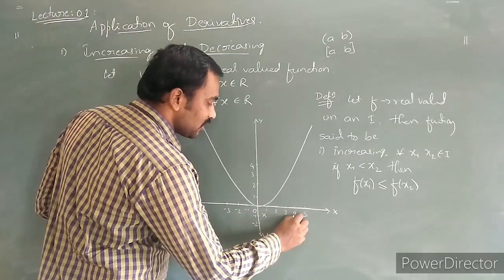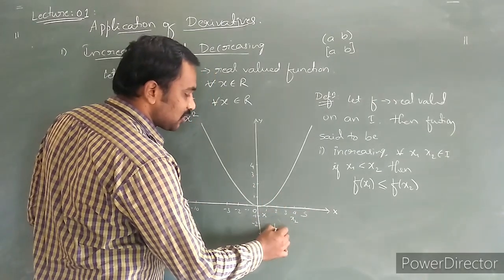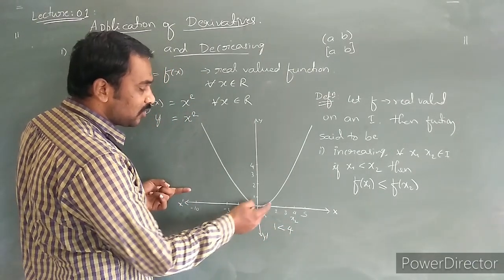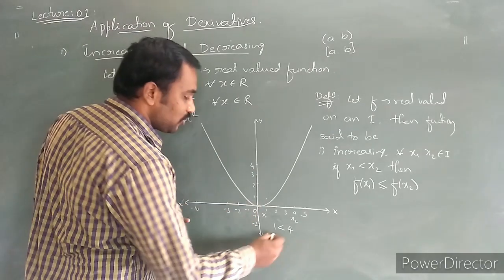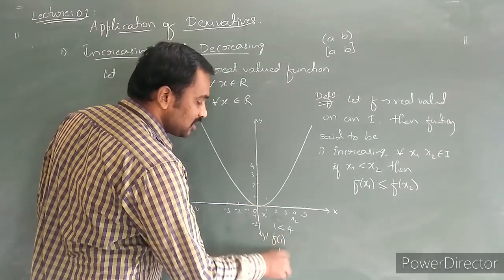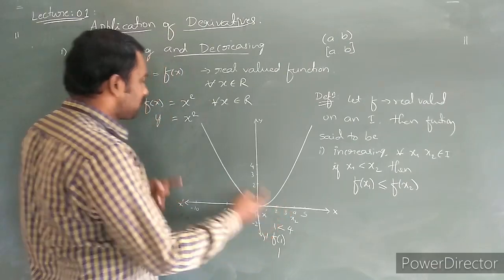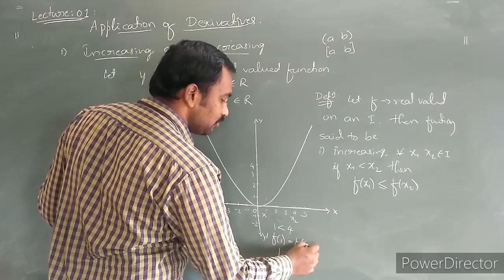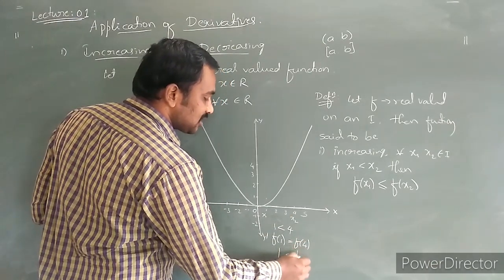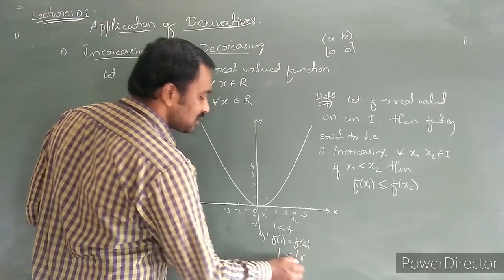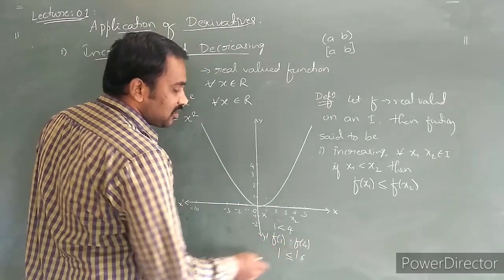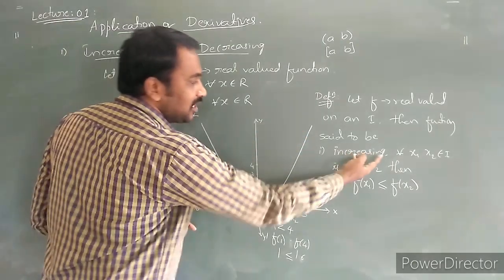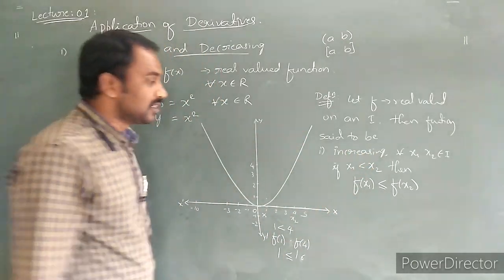Coming to the example, I just change that: x1 value is 1, x2 value is 4. Here you can observe that 1 is less than 4. What is f of 1? At x equal to 1, the function value is 1. F of 1 is 1. And what is f of 4? The x value is 4, 4 square, 16. F of 4 is 16. So 1 is less than or equal to 16. Can we say that it is an increasing function? Yes, this condition holds.